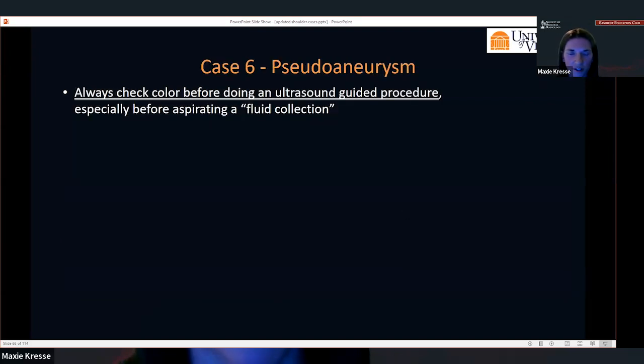So as some of you already mentioned, this was a case of a pseudoaneurysm. Number one lesson here is to always turn on color before you do an ultrasound guided procedure, especially before you aspirate a fluid collection.